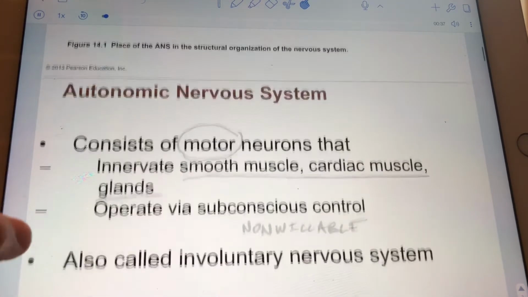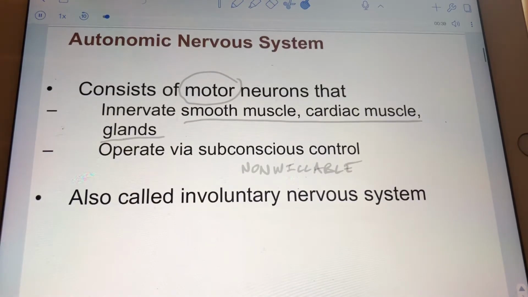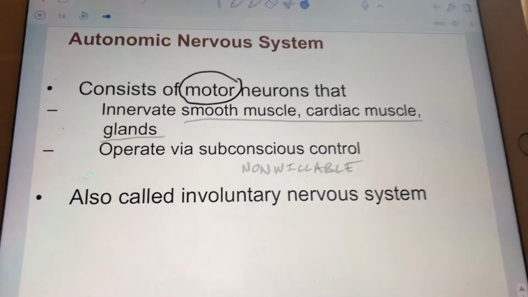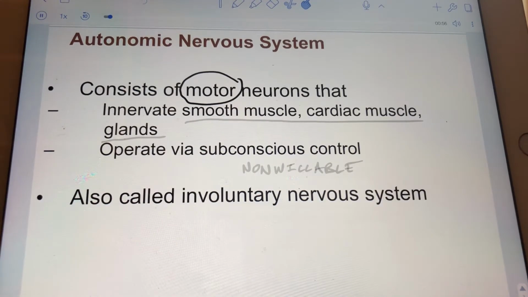And slide 3, obviously, autonomic nervous system and somatic nervous system are both part of the motor. Part of the motor aspect or pathway, right? The effectors of the autonomic nervous system are smooth muscle, cardiac muscle, and glands, and therefore this is a non-willable avenue.